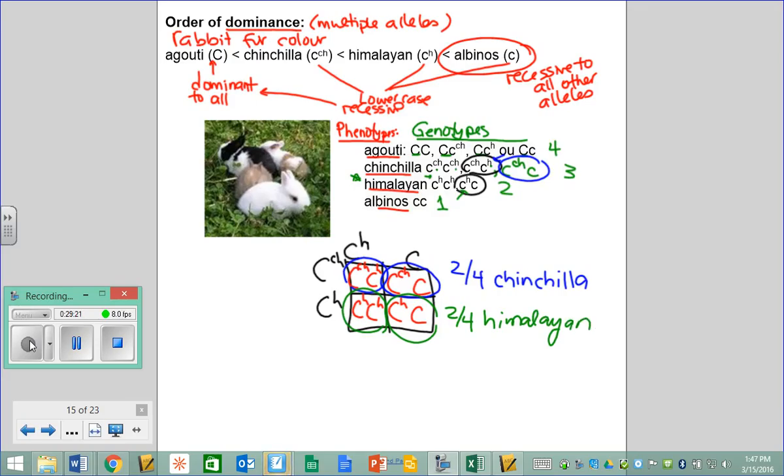The idea is that you cannot produce an organism that's more dominant than any of the ones that you had. So since I started with chinchilla and Himalayan, I might have been able to produce an albino depending on the genotype, but I should not be able to get an agouti rabbit because that dominant allele was not present. If it were, I would have seen it. Does anyone want to ask any questions about this cross?